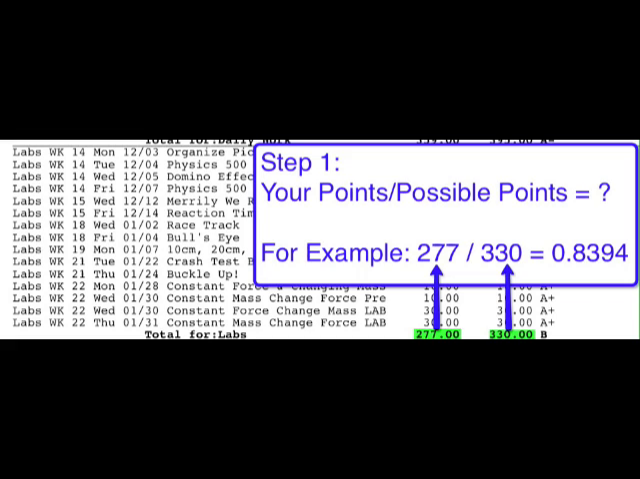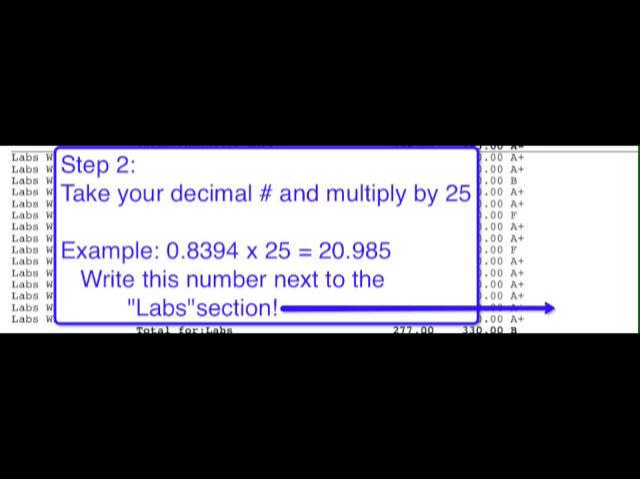Now let's look at the lab section. Here you can calculate the total possible percentage from your lab points. Take your lab points earned and divide it by the total possible points. Now take that decimal number and multiply by 25. In this example, we take 0.8394, multiply it by 25, and get 20.985. Write your number next to the lab section.